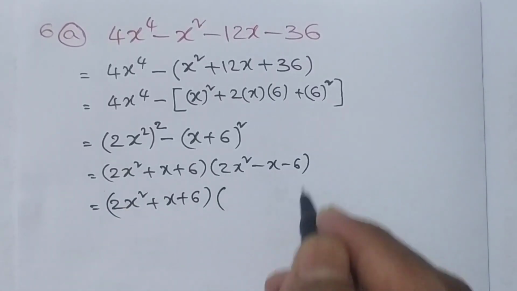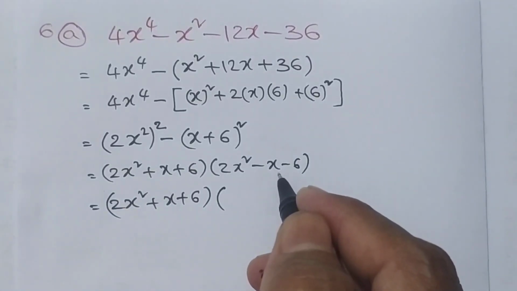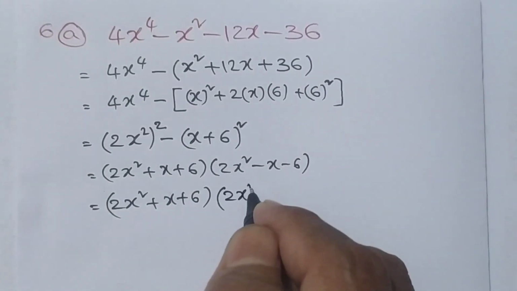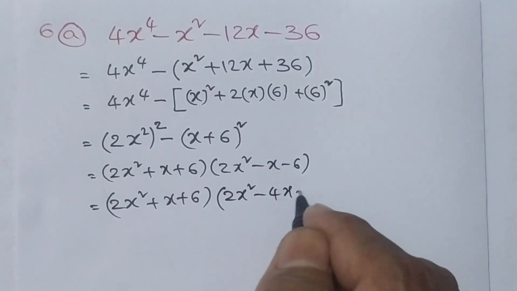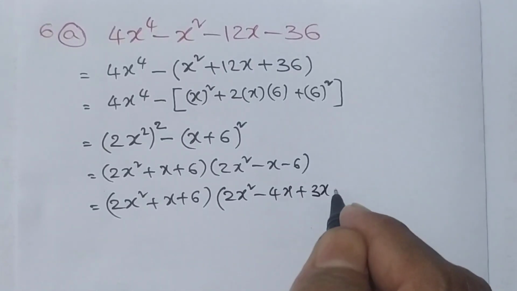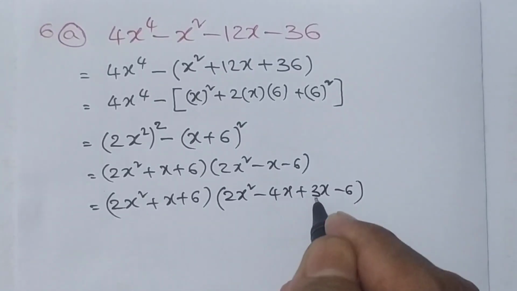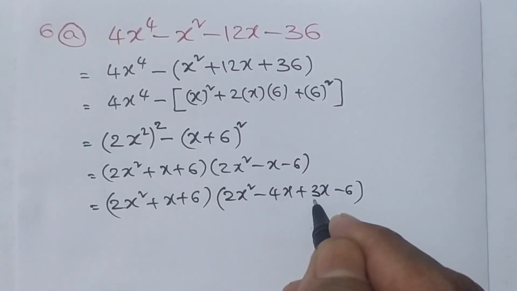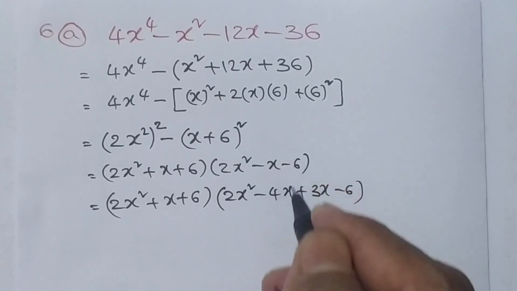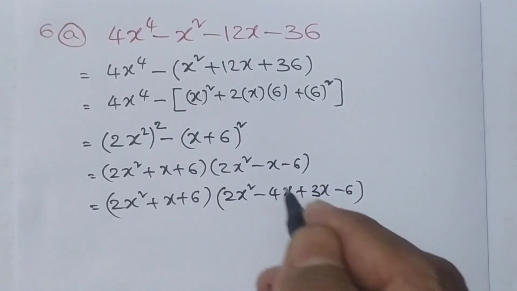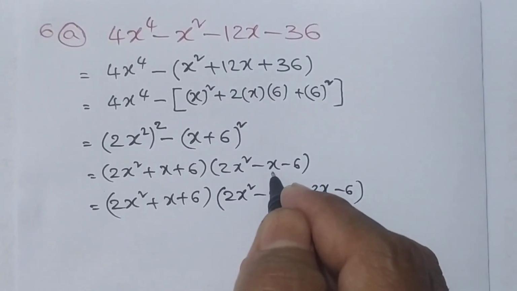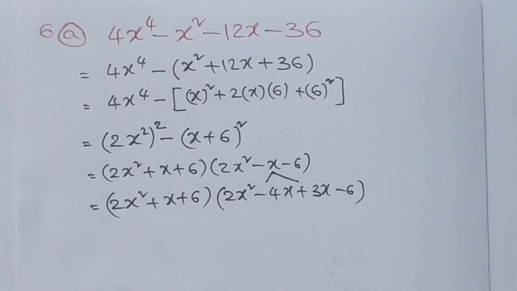Now here 2 sixes are 12. To get minus 1, we can take minus 4 and plus 3. So here I am writing 2x square, this is minus 4x plus 3x minus 6. Why? Because this product will give this product. See, minus 4 into 3 is minus 12. 2 into minus 6 is minus 12. This addition will give this value. Minus 4 plus 3 is minus 1. This is how we have to split the middle term. This is called splitting the middle term.